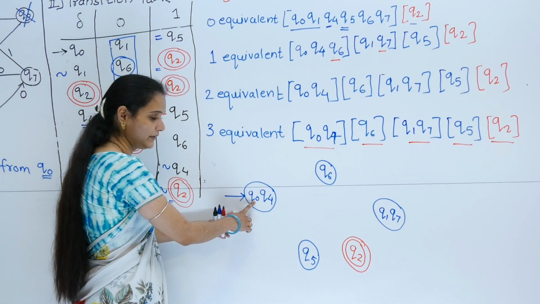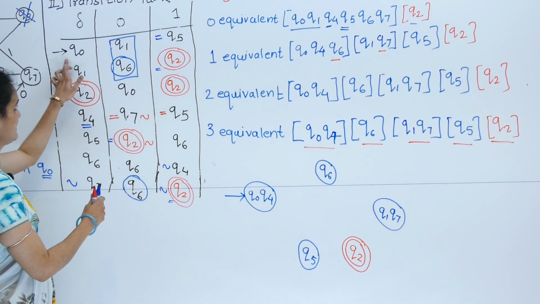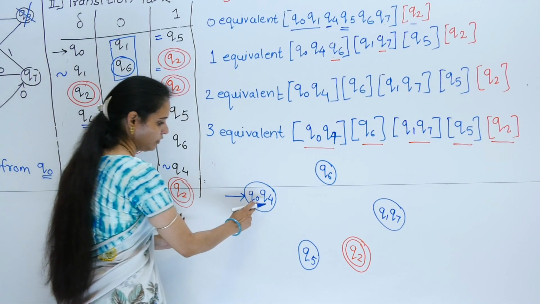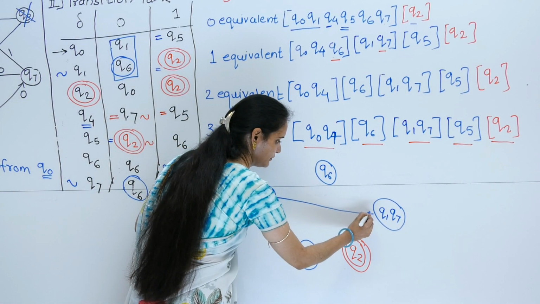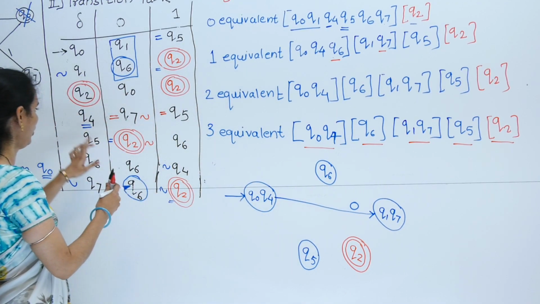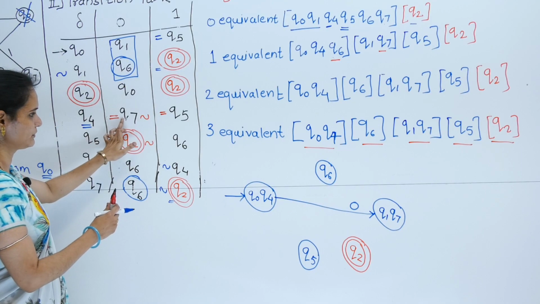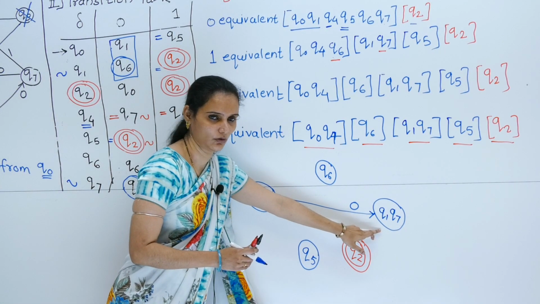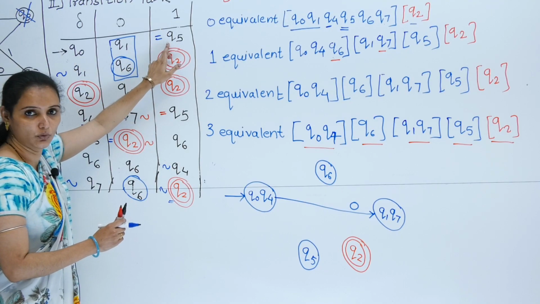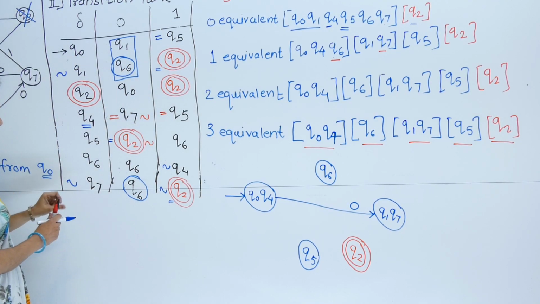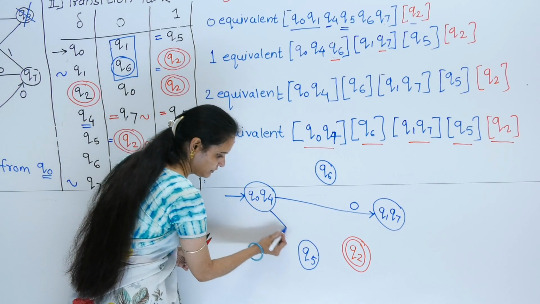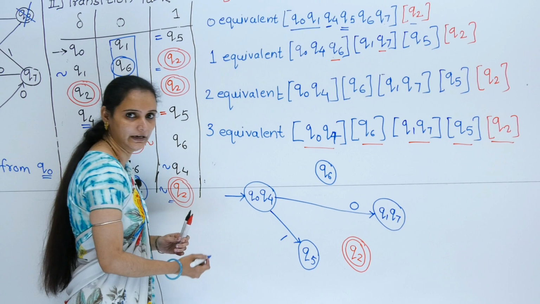So Q0 on input 0, it goes to Q1. Similarly, Q4 on input 0, it goes to Q7. So here on input 0. Then Q0 on input 1, it goes to Q5, and Q4 on input 1, it goes to Q5. So we are writing 1 here.